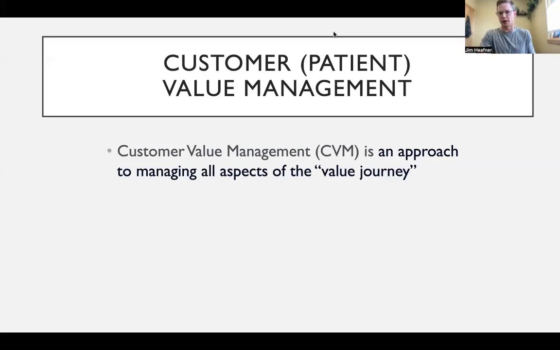When we talk about how to create a great relationship, we're really looking at the value of that relationship between people. Customer or patient value management is an approach to managing all aspects of the value journey. That value journey comes from the very first impression, where someone hears about you, sees your post on Instagram or gets an email from you, all the way to the end of their plan of care, and beyond, because beyond that is how they start telling other people, and that's where the referral network spreads.